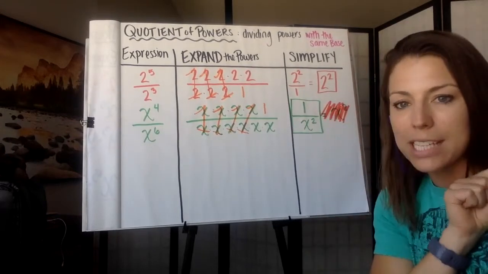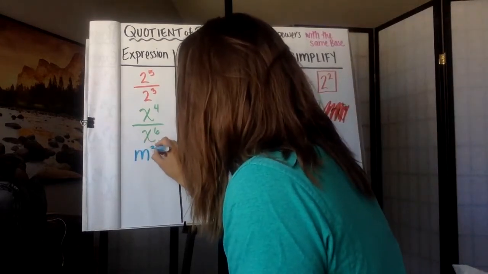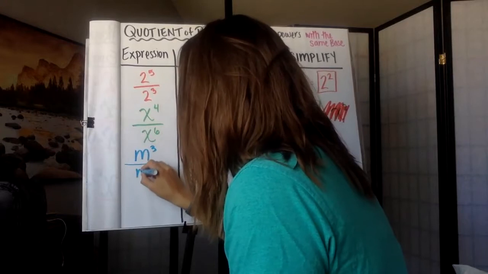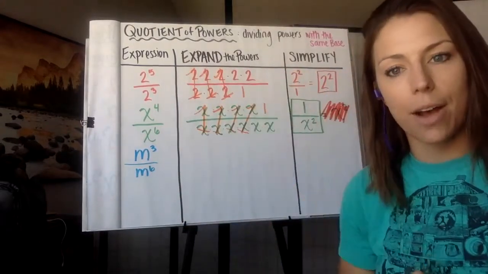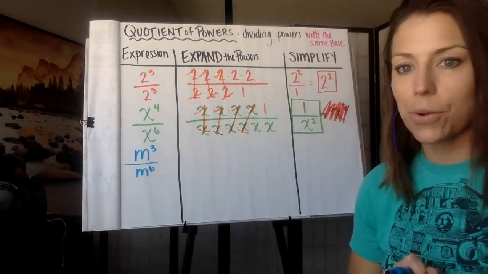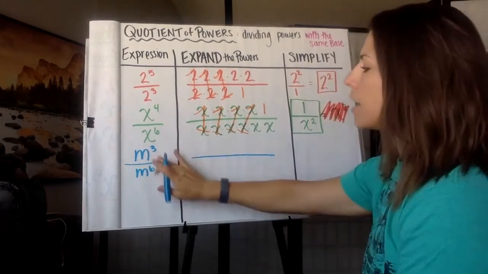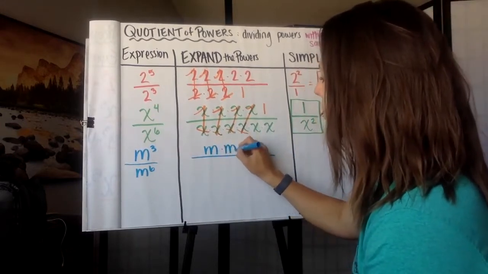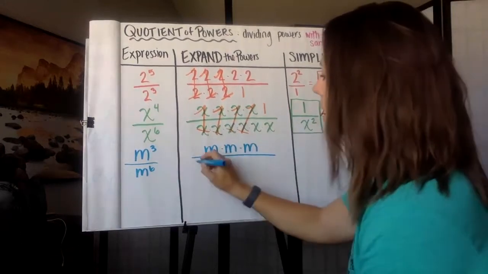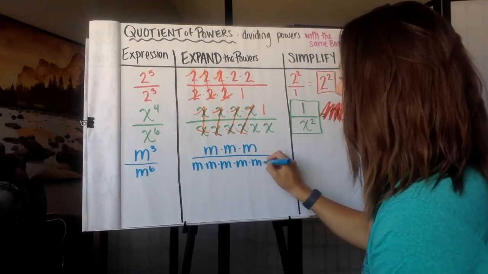All right, I'm going to give you an example to work on now. How about m to the 3rd divided by m to the 6th? Go ahead and try that by pausing the video now. And let's go over it. So here we go. Let's expand. It is a quotient of 2 powers, same base. In the numerator, m times m times m. In the denominator, 6 of them, m times m times m times m times m times m.